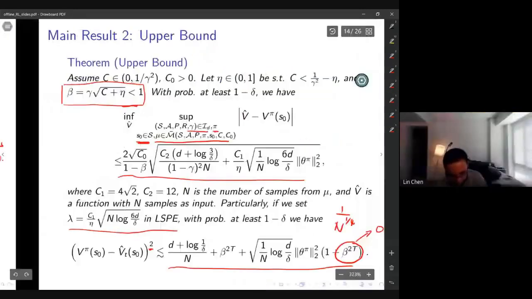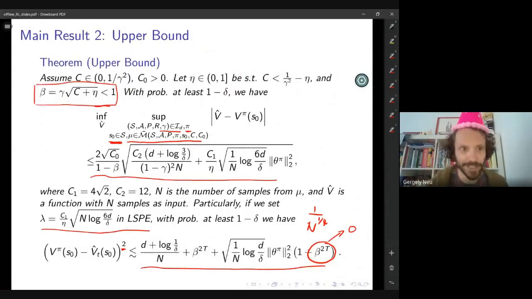Oh yeah, you need to know beta, right? Sorry, I hear an echo. Okay, so you need to know eta, which is the gap between C and 1 over gamma squared, if you want to know what beta is, and you need to know beta if you want to set T such that the beta to the 2T term becomes small enough. So you do need to know this parameter.